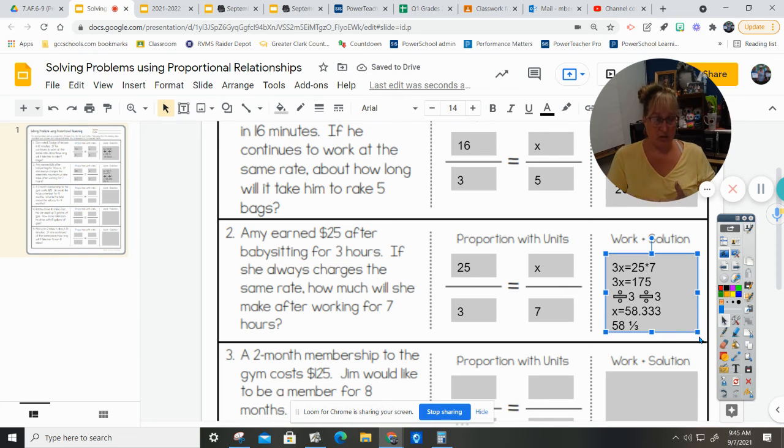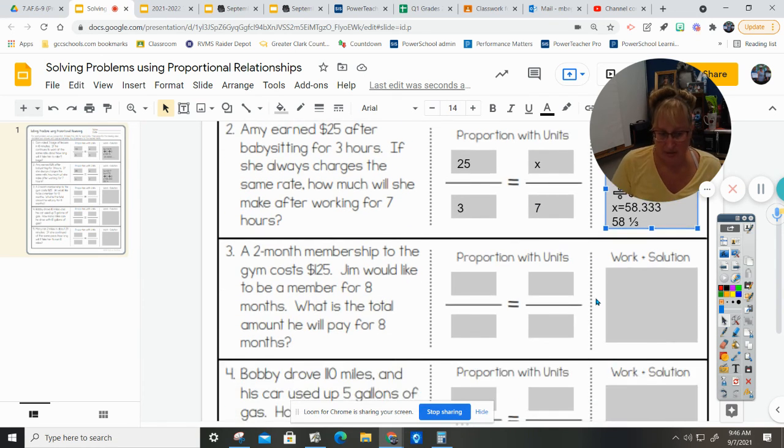There's that answer. But what I want you to recognize is that this is a whole lot simpler than 25 divided by 3, and now multiply by 7. But it's doing the same steps that we've been doing. If you notice, I'm multiplying it, and then I end up dividing it. So I'm still doing the same amount of steps. It's just a little bit more organized.